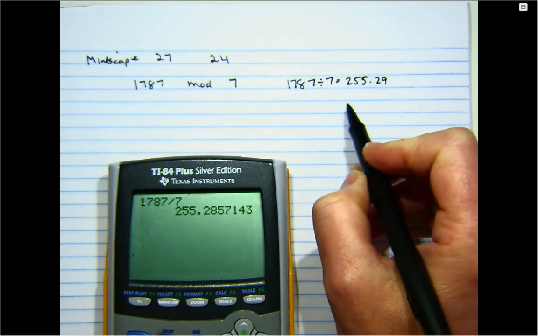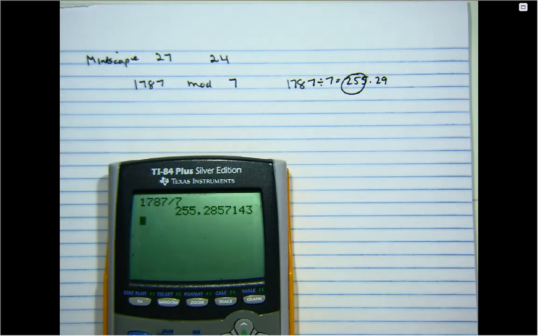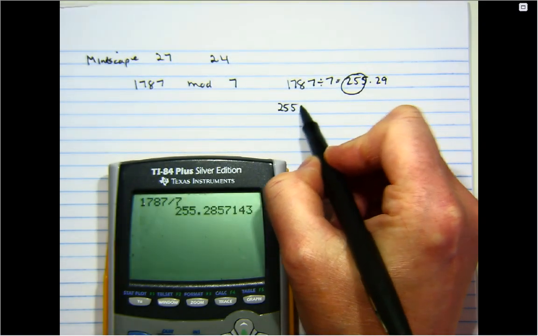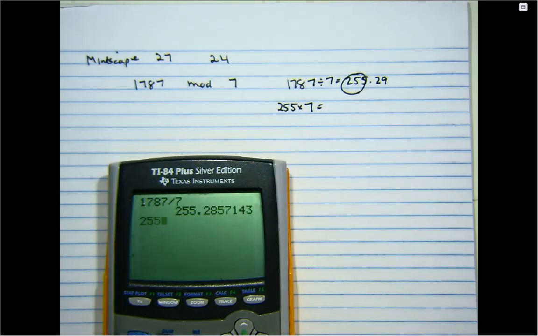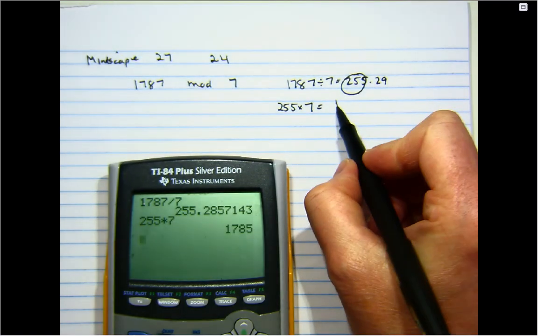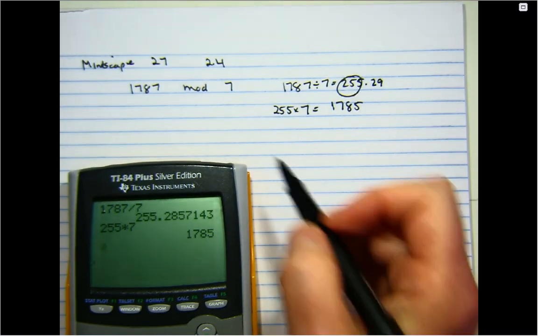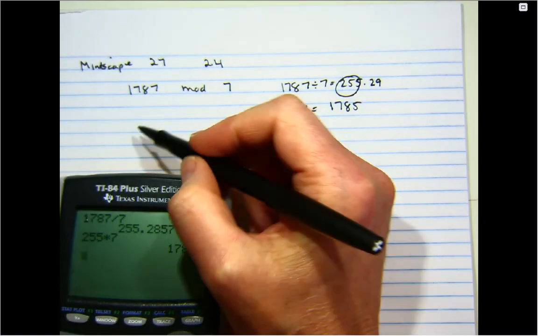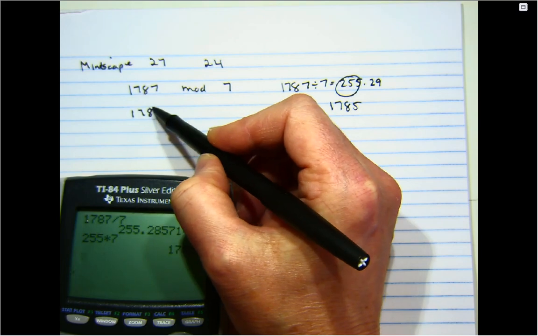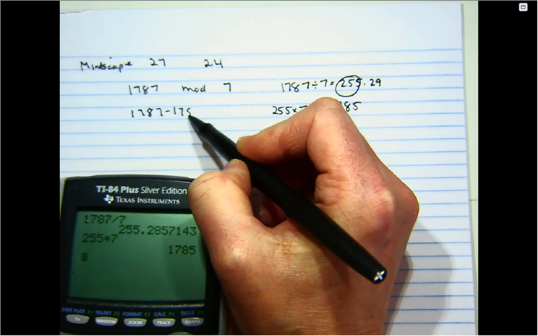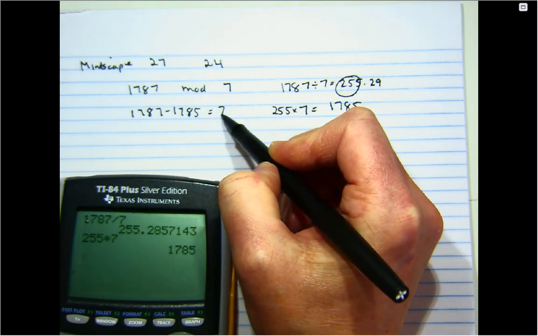255.29 about. We're interested in the 255 because that tells us that 7 divides evenly into 1787 255 times, and we can take out 255 multiples of 7. So see what that is. 255 times 7. That's 1785. So if we take out 255 multiples of 7, we're removing 1785 from 1787, and that leaves 2.